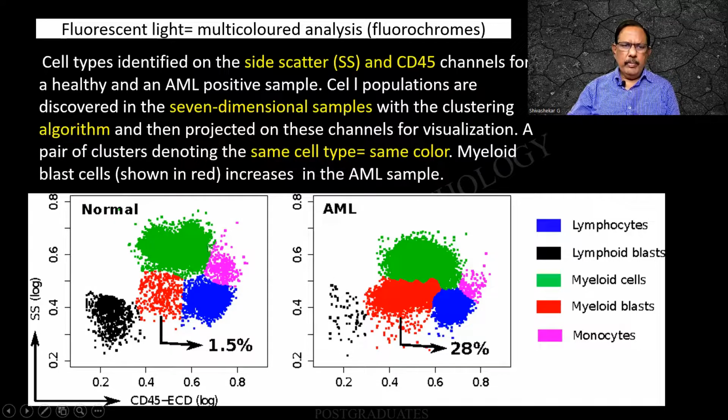This is a normal sample and the blasts here are just 1.5%. Whereas in a case of a leukemia in this picture, I find that there is a dense cluster of these blast cells and the count goes on to 28%. Obviously, a diagnosis of AML is made. Sometimes you will have a difficulty in making a diagnosis and the flow cytometer comes to our rescue.